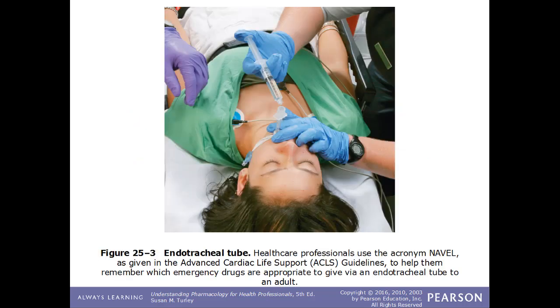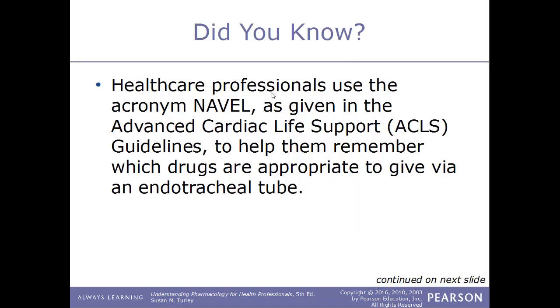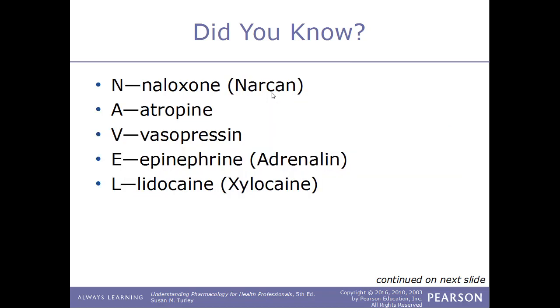In this image, we have someone who has already been intubated, and you can see here in the syringe a drug is about to be administered through the endotracheal tube. This tubing will go down through the trachea, down into the lungs, where this medication will be absorbed quickly into the bloodstream. Now, as I mentioned, there's only a certain number of drugs that can be administered through an endotracheal tube, and there's an acronym used to describe which drugs this applies to. The acronym is NAVEL, N-A-V-E-L. This acronym helps people remember what drugs can be used on an endotracheal tube for an adult. Here are the drugs that those letters represent.